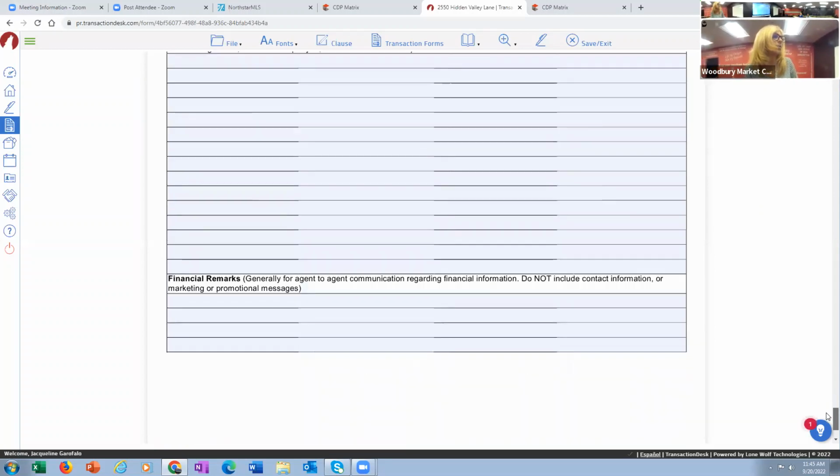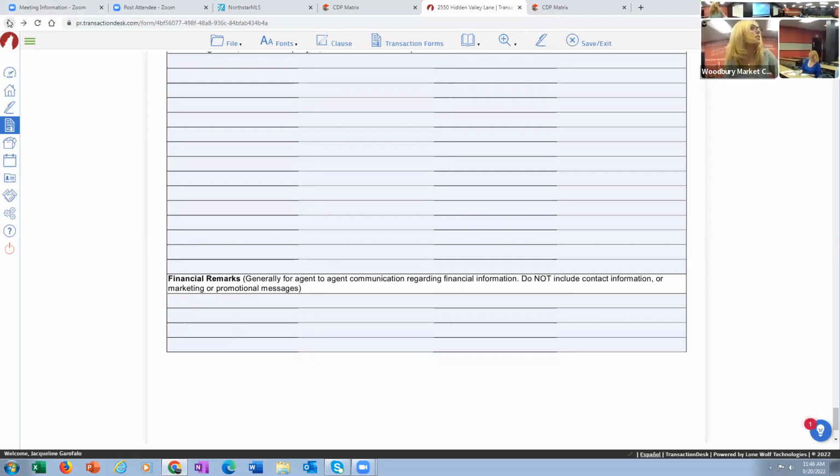And then financial remarks. It's just financial. Seller will accept VA, FHA, conventional, cash. Some people don't put that. Well, then you have to call: will you accept FHA or VA? I keep FHA out if I know that it's not going to pass FHA. If I know that VA is not going to work, I keep it out.